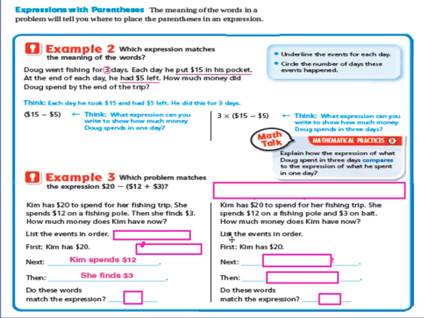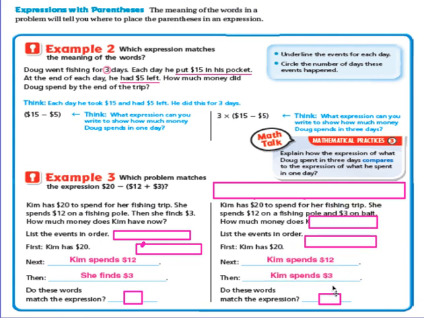She spends $12 on a fishing pole and $3 on bait. Well, I am combining. I spent both this, so how much did I spend altogether? I spent $15. So I do that first. How much did I spend? If she had this, $20, how much did she have left at the end of the day? So this tells me she spends $12 and she spends $3. Does this expression work? Yes.